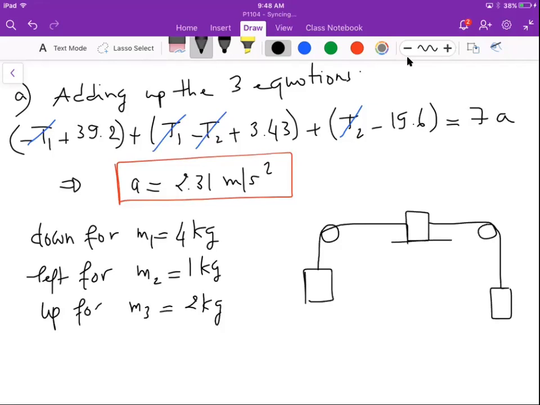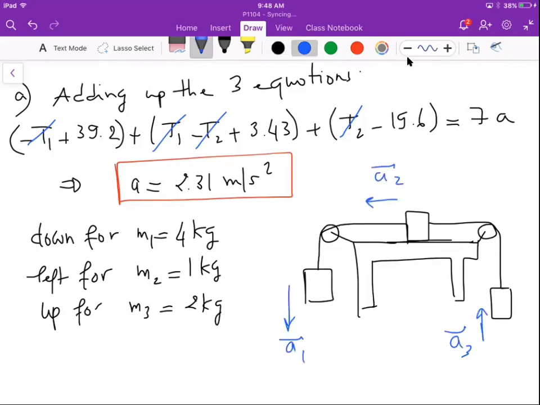This is the table on which the system sits. So as we have drawn them, the A1 is moving down. So this is A1 again. The A2 is moving to the left, the M2 of course, and A3 is pointing upwards, meaning the M3 is moving upwards. Okay, so this is it. Now we have determined the vector acceleration and the modulus, or the magnitude, of the acceleration for the three blocks. This was part A.